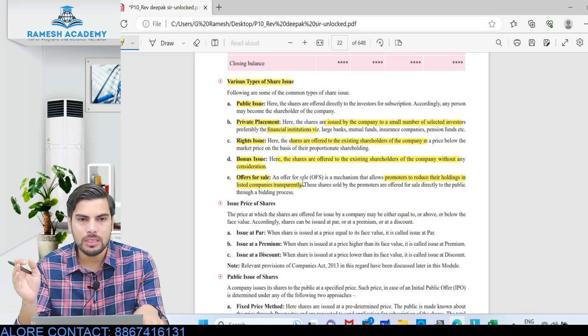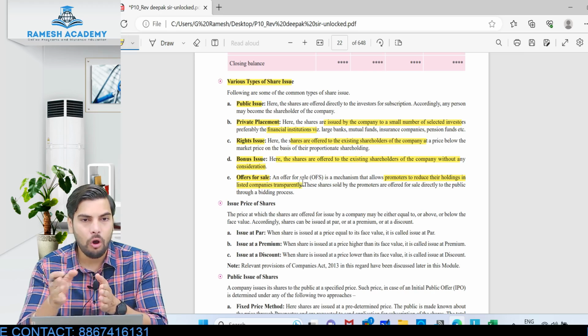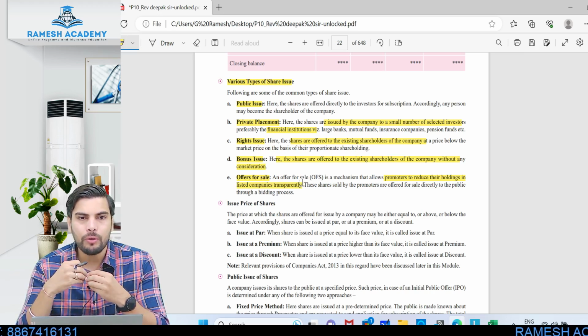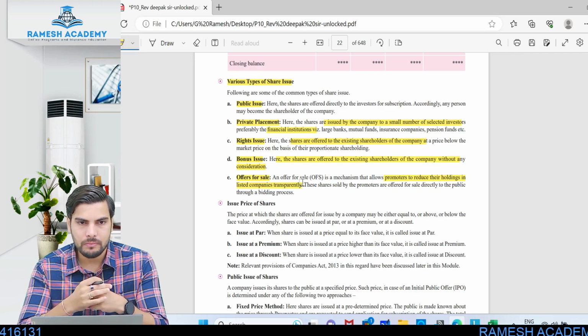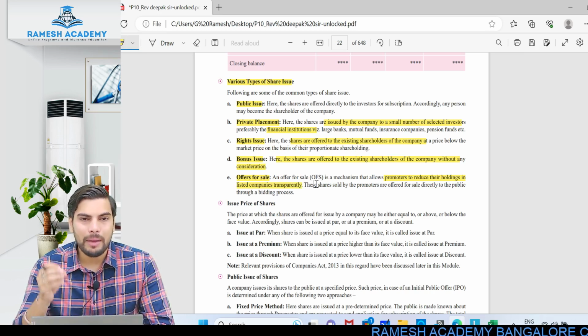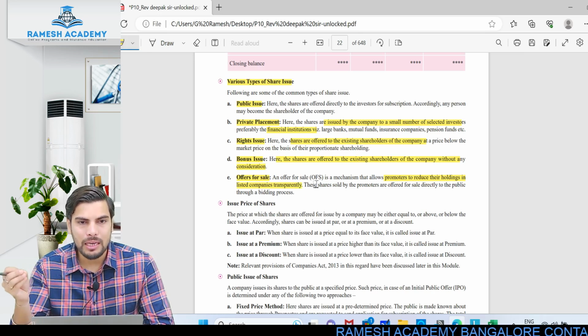I bid to purchase the shares at 20 rupees. Okay, an auction would happen. Whoever is the highest bidder, I would prefer to sell my shares to him. As simple as that. Clear? Now look at this. So what is offer for sale? It is basically a mechanism wherein the promoter will be selling his stakes.